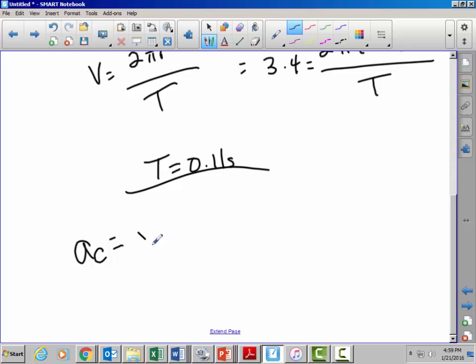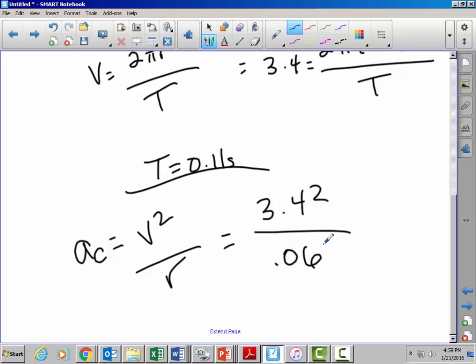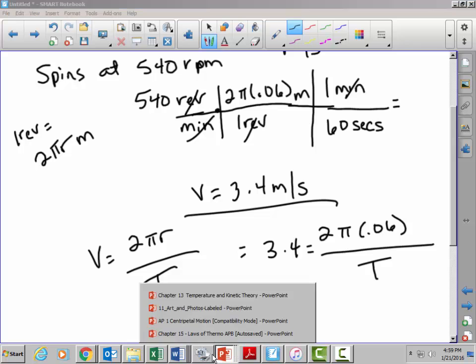So our velocity, v squared over r. Our velocity is 3.4. Our radius is 0.06. Then we can divide those two, and we get a really large number, but that is okay, 192 meters per second squared. Centripetal acceleration is typically really, really large because it's telling you how often the object is changing direction per second. If you're thinking about a CD that's spinning in a CD player at 540 times per minute, it's making a lot of directional changes very, very quickly. So this number, since it's so large, kind of makes sense.